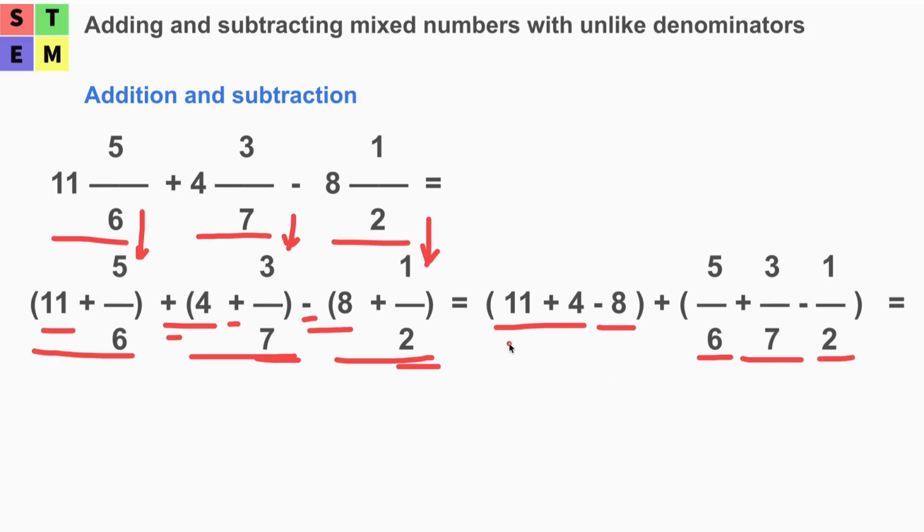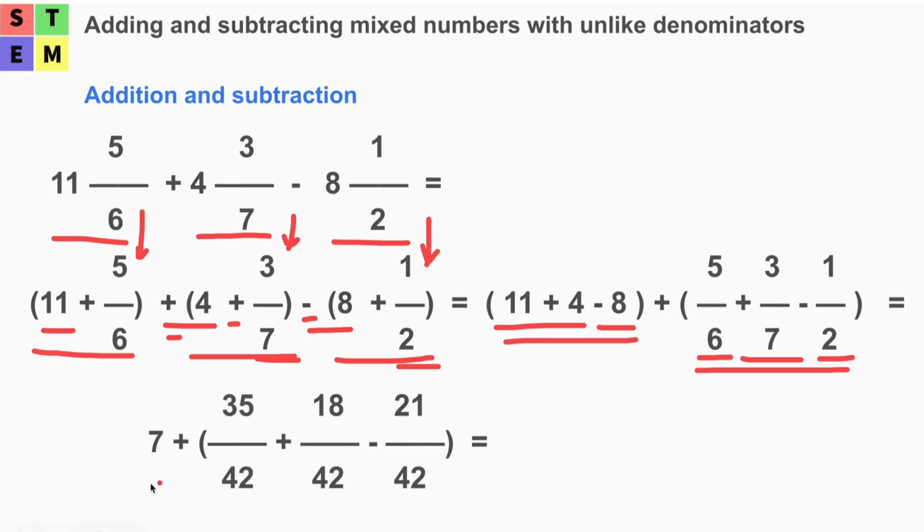That's what we've learned a long time ago, and in my previous video, how to calculate the fractions, right? So we will have 7 plus 35 over 42 plus 18 over 42 minus 21 over 42. Okay, so two-digit numbers all here. So again, 35 plus 18 minus 21, right? So we'll have 7 and 32 over 42, right?